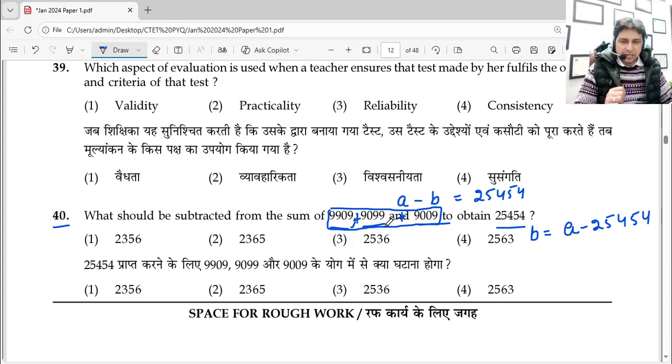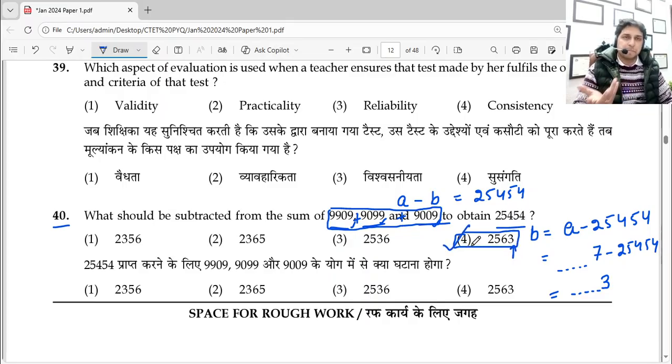The unit digits are 9, 9 and 9, so A is going to have the last digit 7, and then some number will be here, and this is minus 25454. That means whatever comes in the beginning, at the end I'm going to have 7 minus 4, 3, and the only option which has the last digit as 3 is option number 4. Isn't that fun? So without even solving it completely, we can answer the question easily.